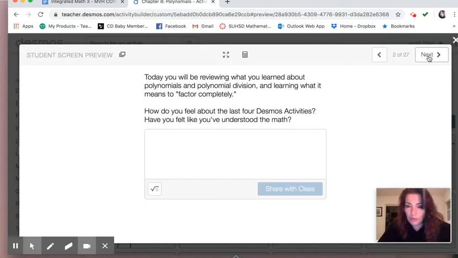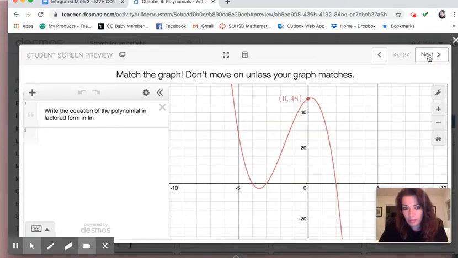Today we'll be reviewing what you learned about polynomials and polynomial division and learning what it means to factor completely. How do you feel about the last 4 Desmos activities? Have you felt like you've understood the math? So again, if you could be honest and write how you're feeling and how these assignments are working out for you, helping you out. So let's go ahead and look at slide number 3.